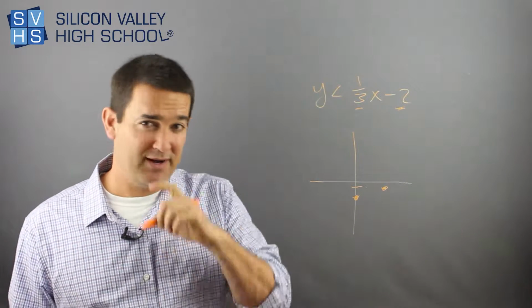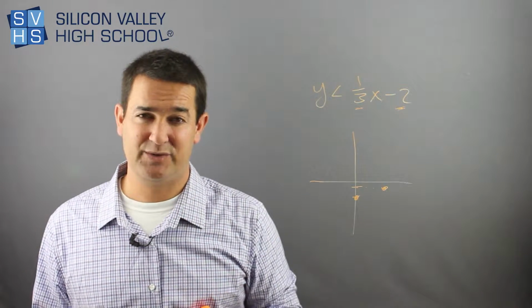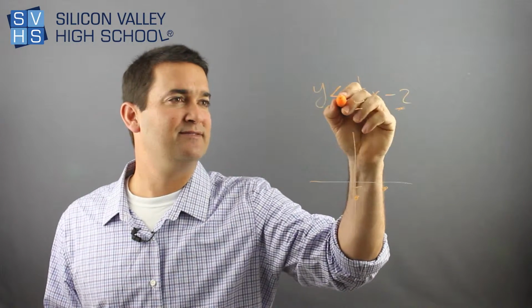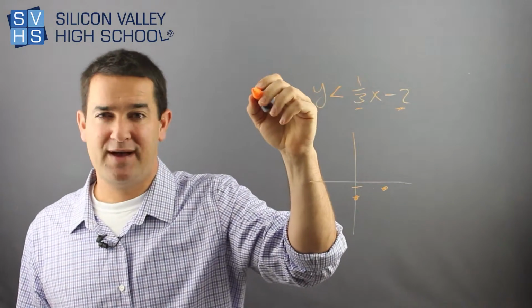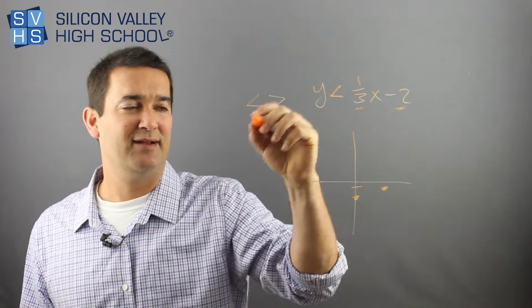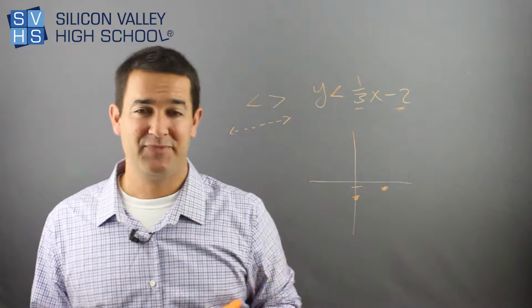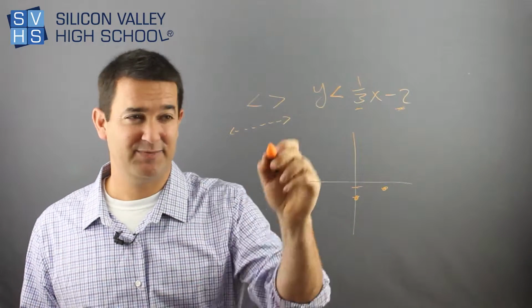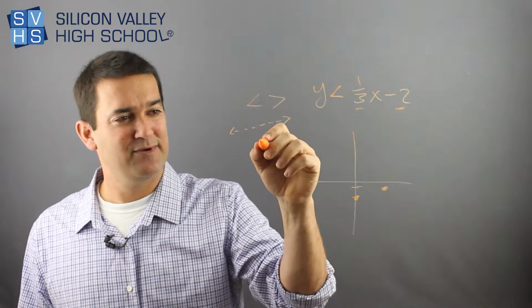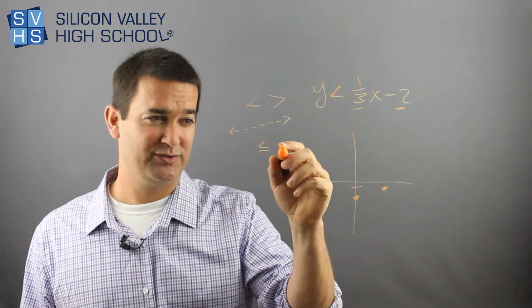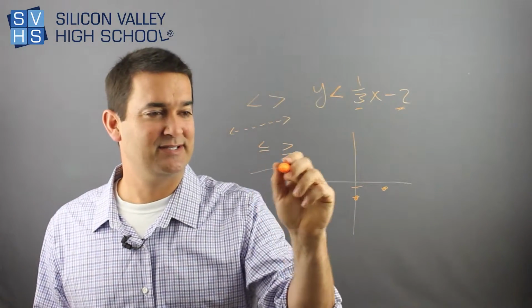Okay, now here's where you pause. This is the first difference between graphing lines and graphing inequalities. This sign right here is very important. Anytime you have less than or greater than, your line is going to be dotted, okay? Because it does not include the line. This means non-inclusive. Anytime you have less than or equal to or greater than or equal to, that's going to be a solid line.